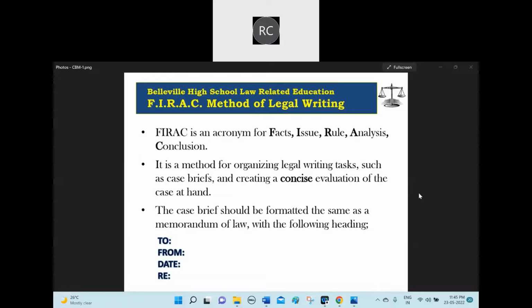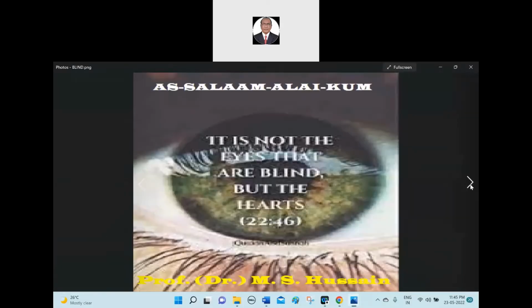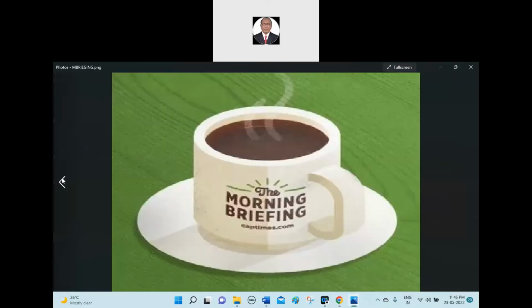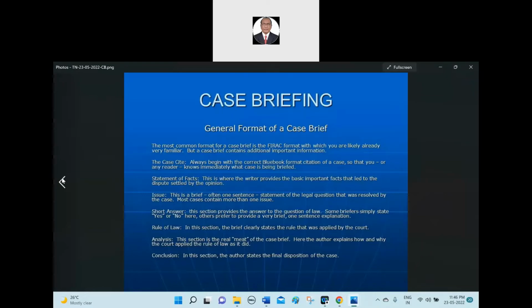FIRAC is an acronym for fact, issue, rule, analysis, and conclusion. It is a method for organizing legal writing tasks, such as a case brief, and creating a concise one. A case brief should be formulated the same as a memorandum of law with the following headings. Reference. And this is FIRAC case briefing.